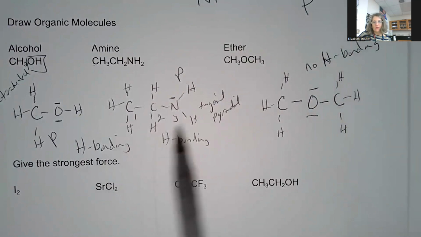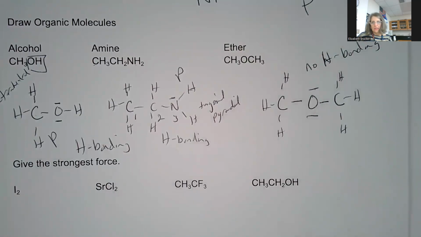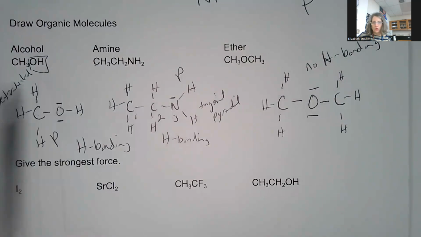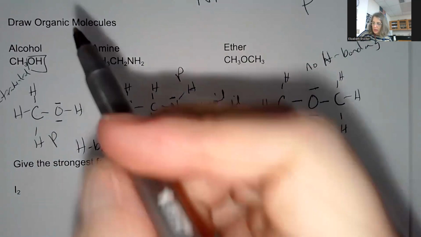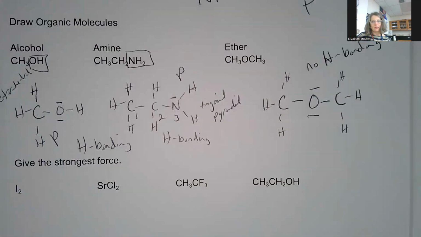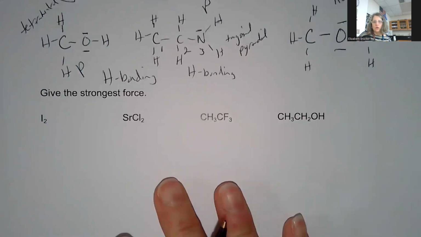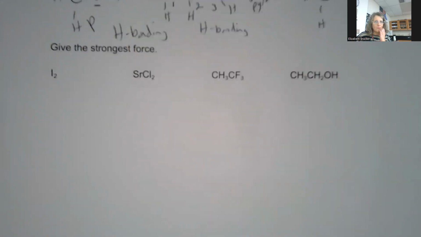Okay, so just by looking at their structure, you can see who has hydrogen bonding and who doesn't. So amines and alcohols are going to have that hydrogen bonding because the nitrogen is directly attached to the hydrogen and the O is directly attached to the hydrogen.